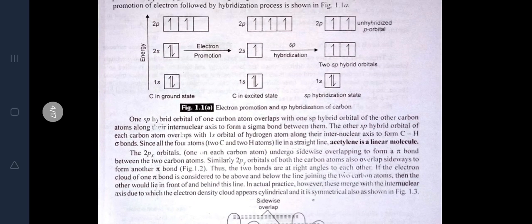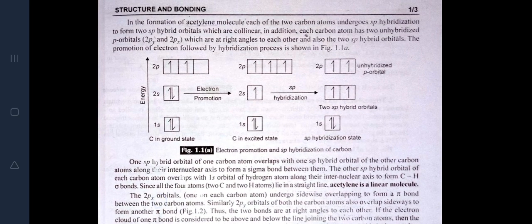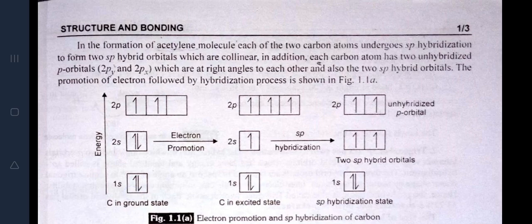Next one. In the formation of the acetylene molecule, each of the two carbon atoms undergoes sp hybridization to form two sp hybrid orbitals which are collinear. In addition, each carbon atom has two unhybridized p orbitals which are at right angles to each other and also to the two sp hybrid orbitals, the promotion of electrons followed by the hybridization as shown in the figure.